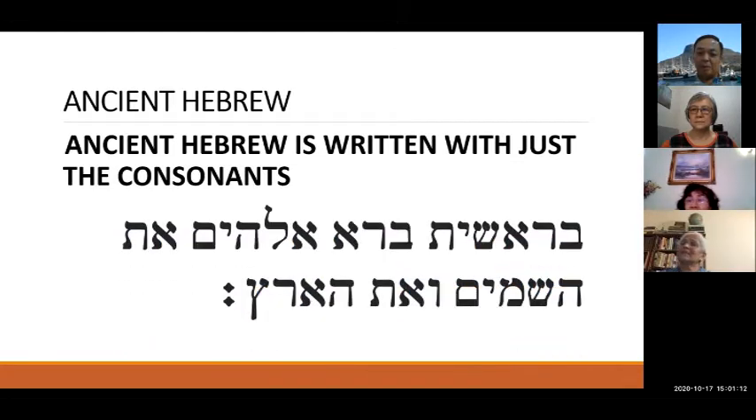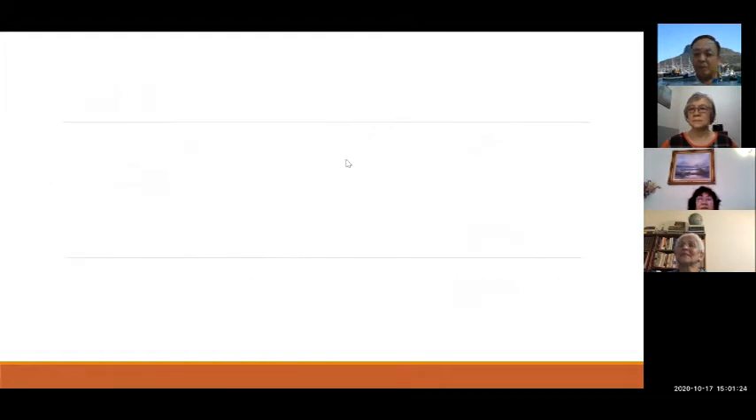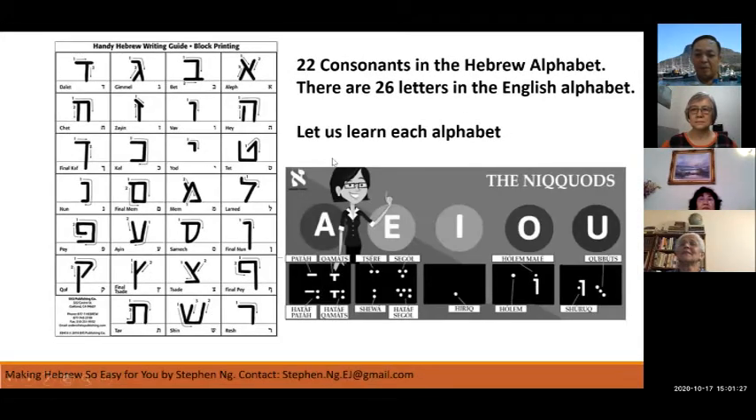So what happened is that you can only see the words like this, without any vowels at all. They are all consonants. So how do we read the Hebrew when there's no vowel? In English, you also need vowels as well.